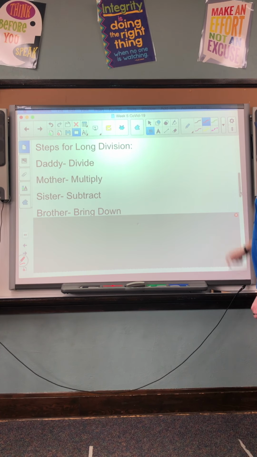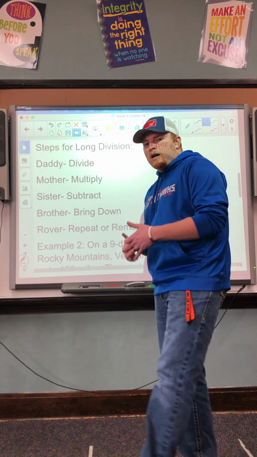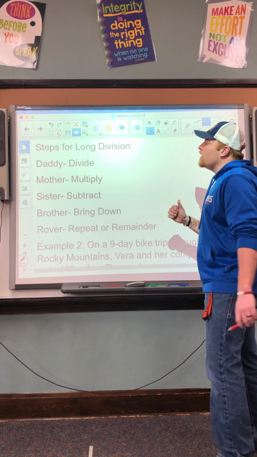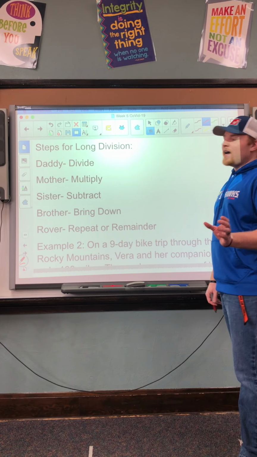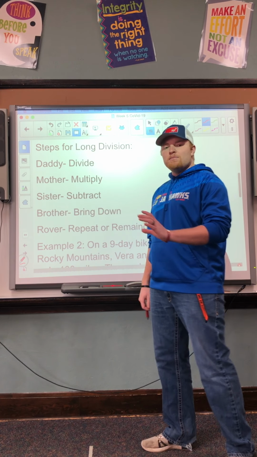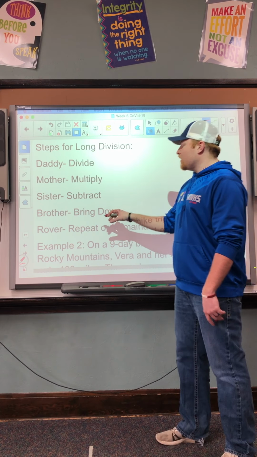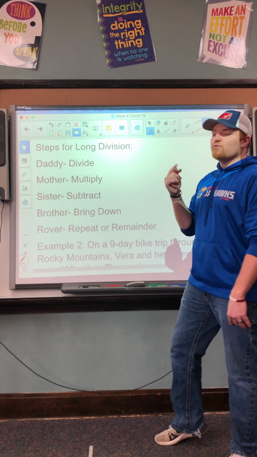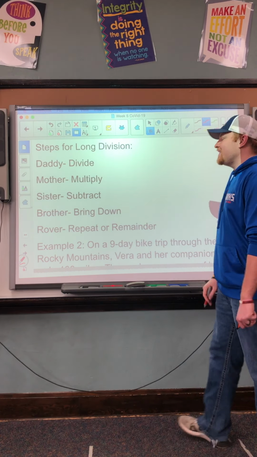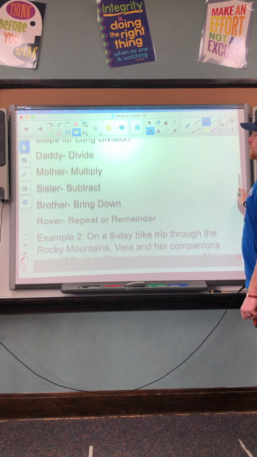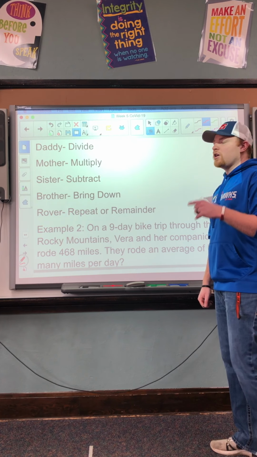Now, steps for long division. You guys should have learned this last year, but we're going to cover it again. In long division, the first step we always do is daddy, which stands for divide. Then the next step is mother, which is multiply. Sister is subtracting. Brother is bring down. And then rover is repeat the steps, or the remainder if there's no numbers to bring down. A little review for you guys, just to refresh our minds a little bit.